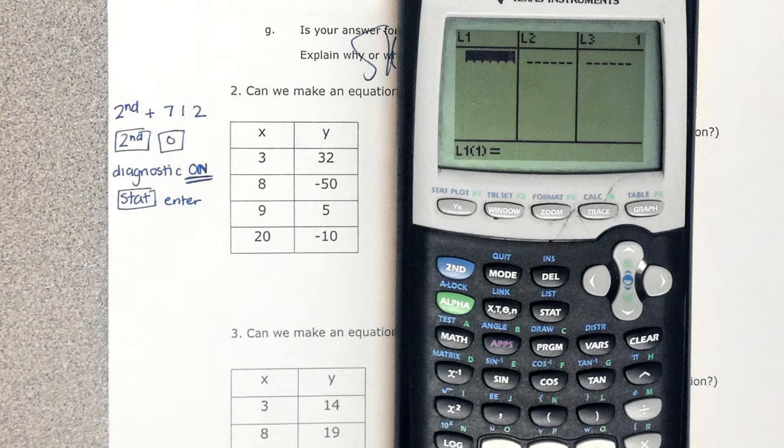3, then the 8. Come on. What are you waiting for? Come on. 3. I don't see it in the L1 and L2. Oh, that. 3. Okay. Now 8. Now 9. Wait. Now 20.